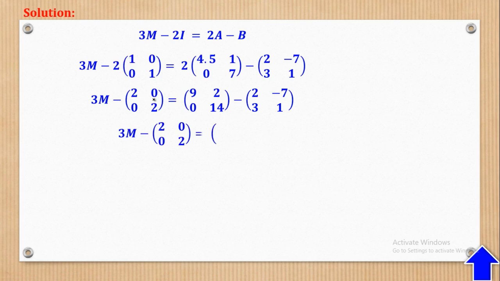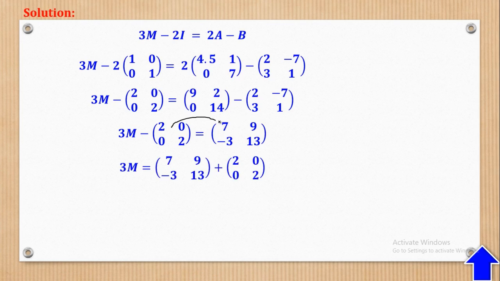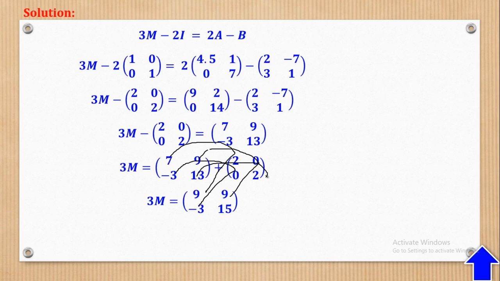Okay, so next will be to simplify the subtraction. So 9 minus 2 gives you 7, 2 minus negative 7 gives you 9, 0 minus 3 gives you negative 3, 14 minus 1 gives 13. The next is to bring this matrix on this side to come up with this shape, whereby it will be this plus that matrix. So next is to add the two matrices. So 7 plus 2 gives you 9, 9 plus 0 gives 9, negative 3 plus 0 gives negative 3, and 13 plus 2 gives 15.